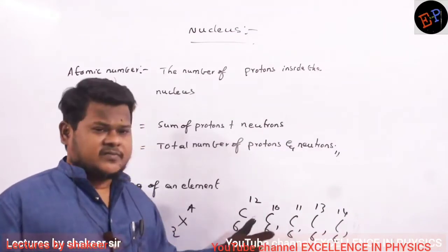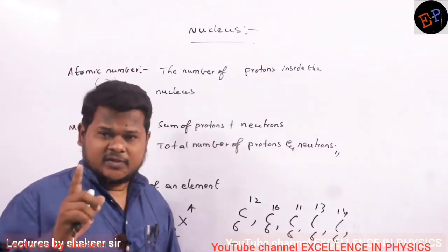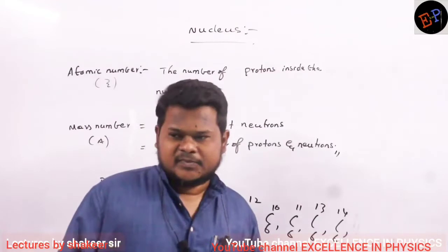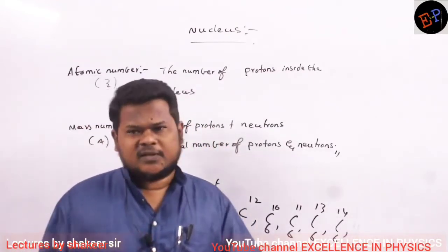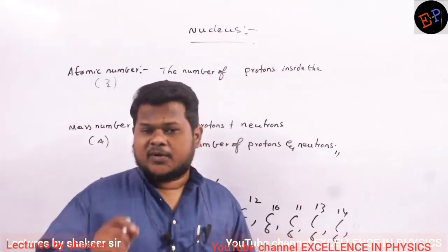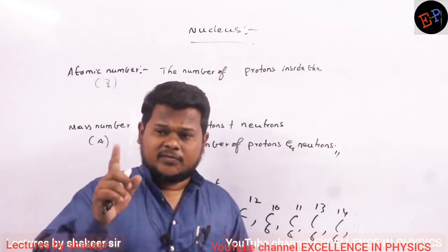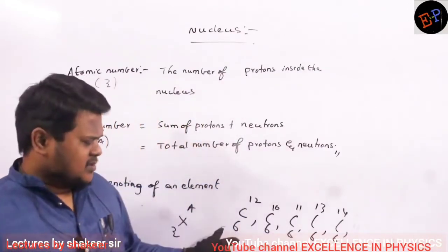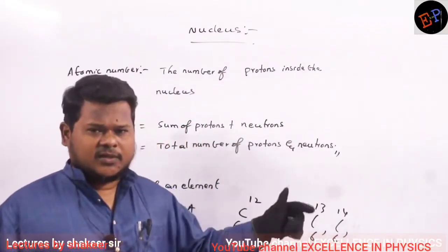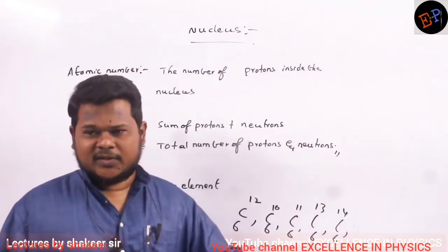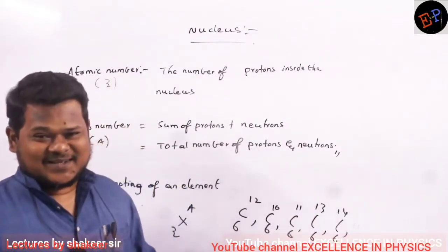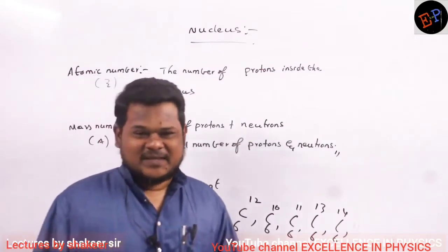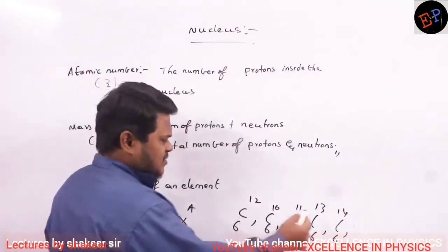So properties of elements depend on what? Properties of elements depend only on the number of protons. They do not depend on the number of electrons or the number of neutrons. Unless it is 6, it does not become carbon. If you increase by one, it becomes nitrogen; if you remove one, it becomes boron. That's it. But these are different isotopes.